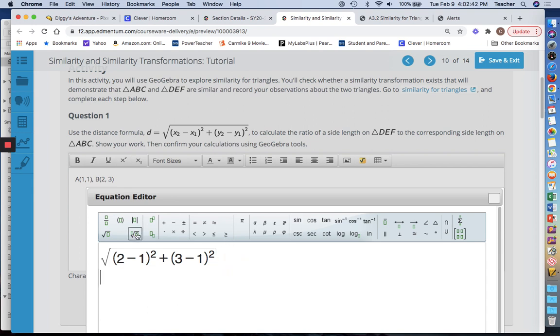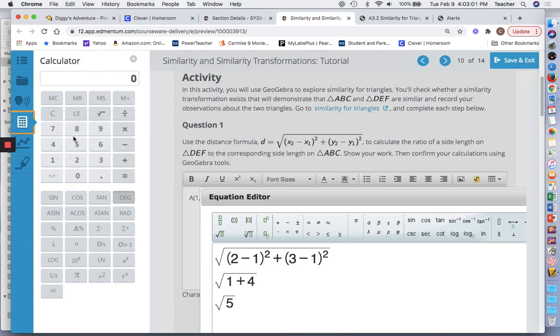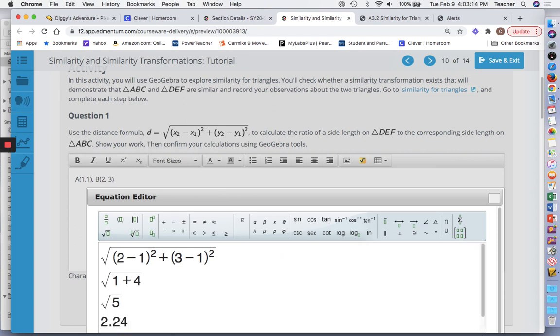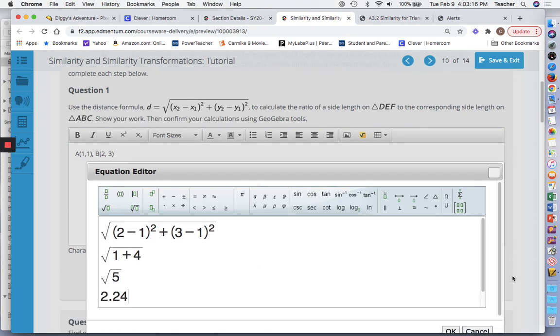All right, so 2 minus 1 is 1. Squared is 1. 3 minus 1 is 2. 2 squared is 4. So I am looking at the square root of 5. What is the square root of 5? It's about 2.24. All right, so 2.24. Now that was AB.